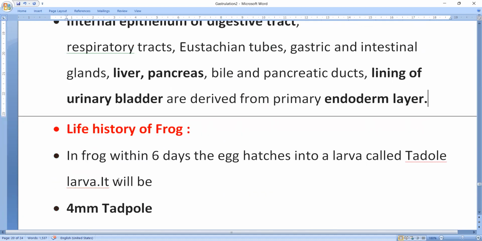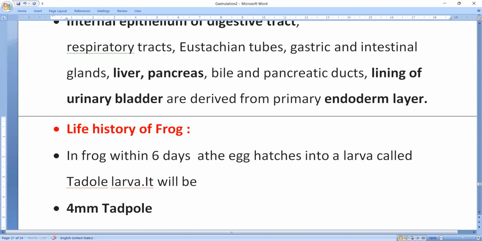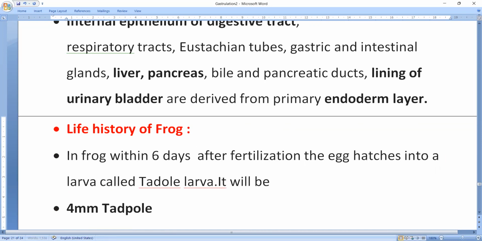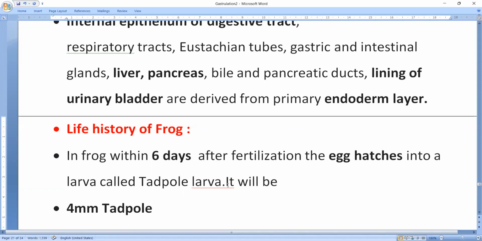Okay, so after gastrulation, which still occurs within the fertilization membrane or the egg, in frog, within 6 days after fertilization the egg hatches into a larva called tadpole larva. So the tadpole larva is produced.